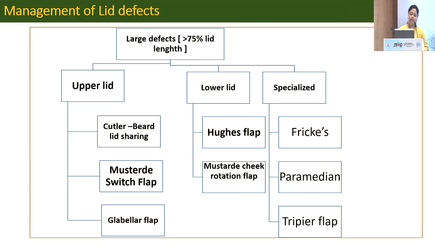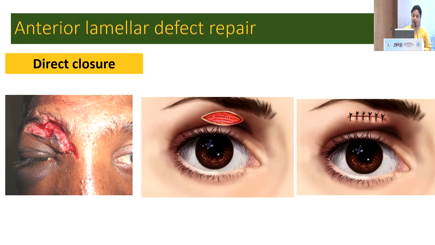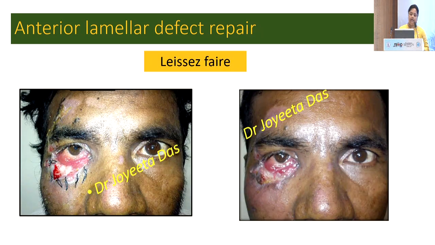And if it is in the lower lid, then Hughes flap and Mustardé cheek rotation flap options are there. And there are some specialized flaps called Fricke, paramedian, and Tripier flap. These can be used in both upper and lower lid. This is one example of direct closure used in an upper anterior lamellar defect repair. This is a pair that is healing by secondary intention.